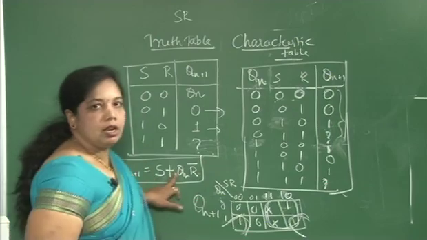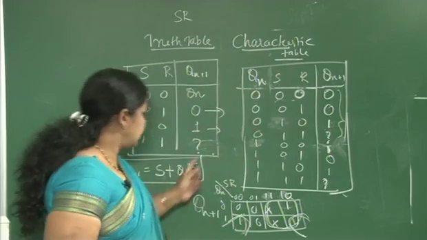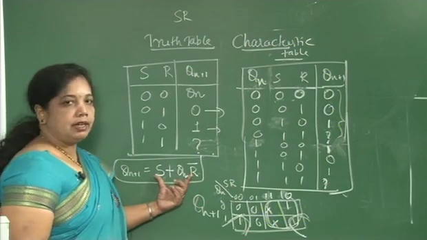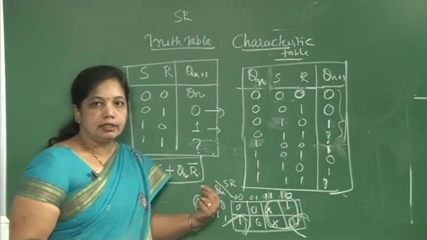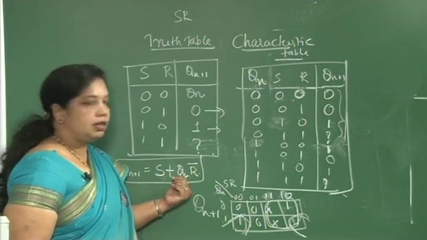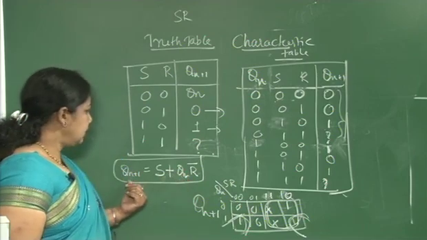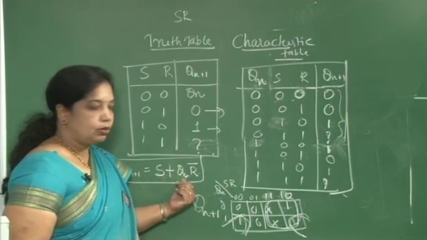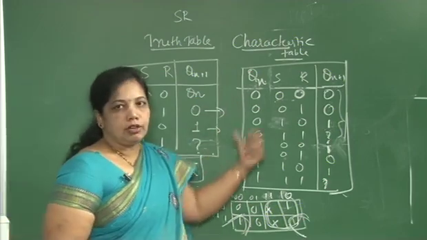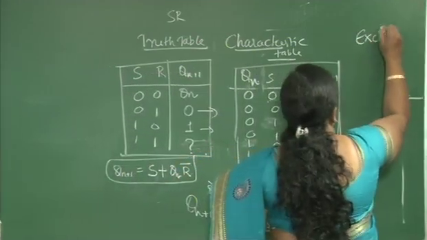This equation generated from the characteristic table is called the characteristic equation. What does this characteristic equation say? It represents the next state in terms of the inputs as well as the present state. So the next state with respect to the present state and the inputs will give you the characteristic equation from this characteristic table. So next is the excitation table.